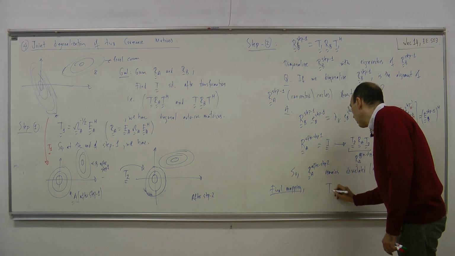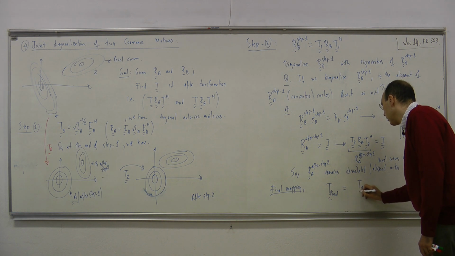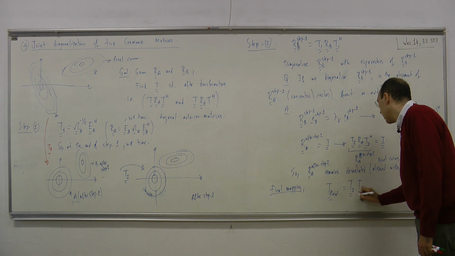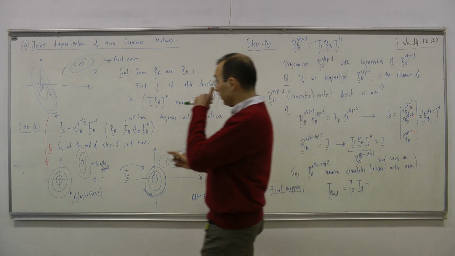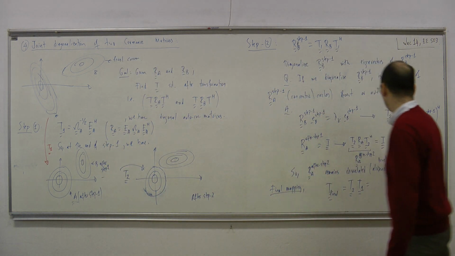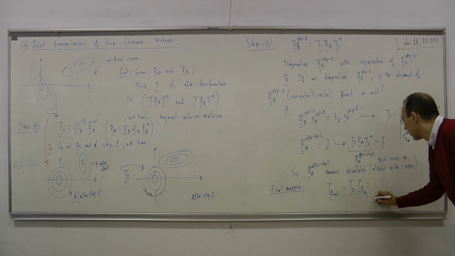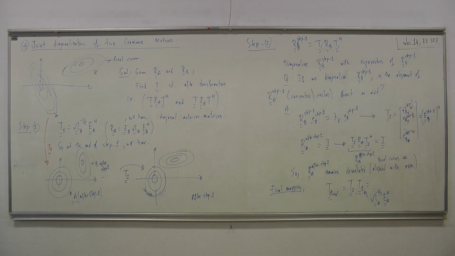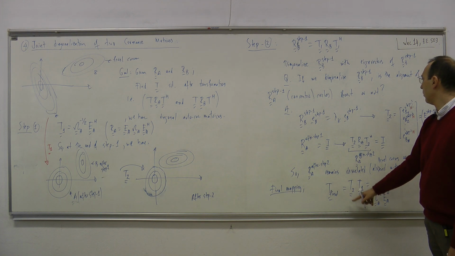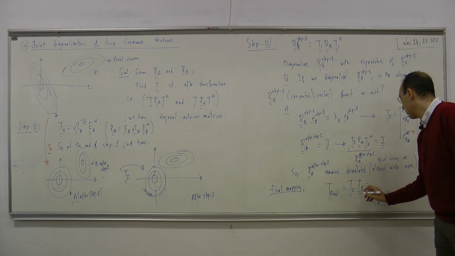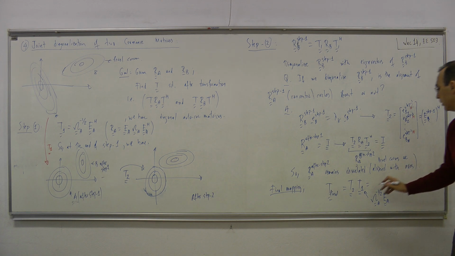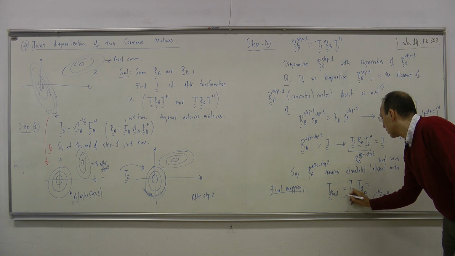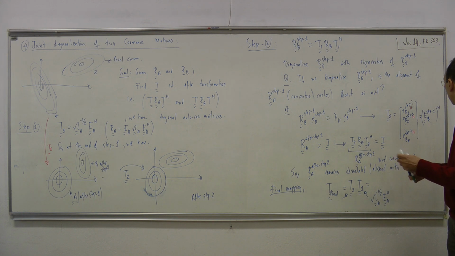You know, T final. So first I apply T1, then I apply T2. This is my final mapping. So what's my T1? T1 is this, the eigendecomposition of A times this. Okay. So what is T2? T2 is this. Maybe I should write this over here in a different color.